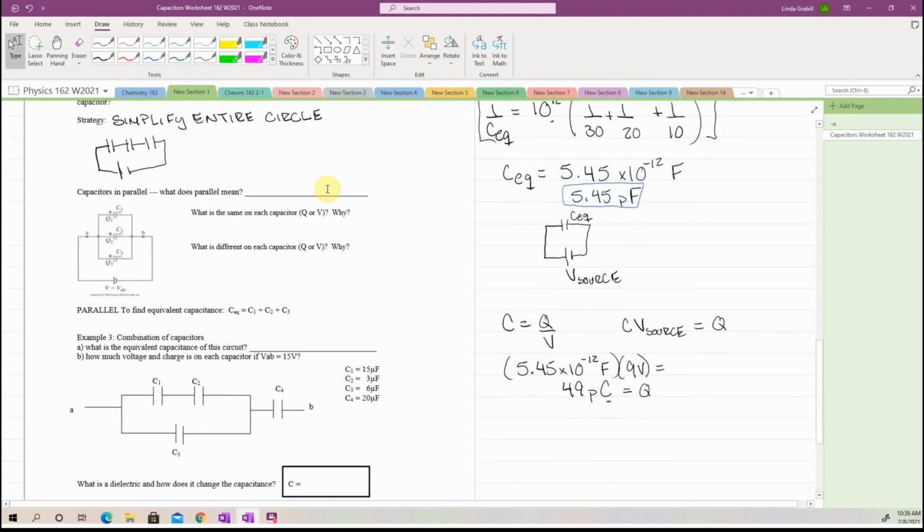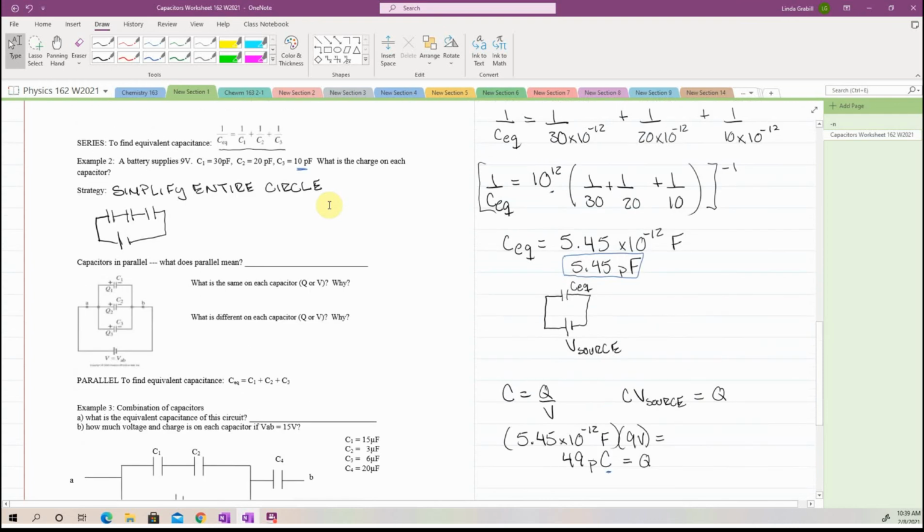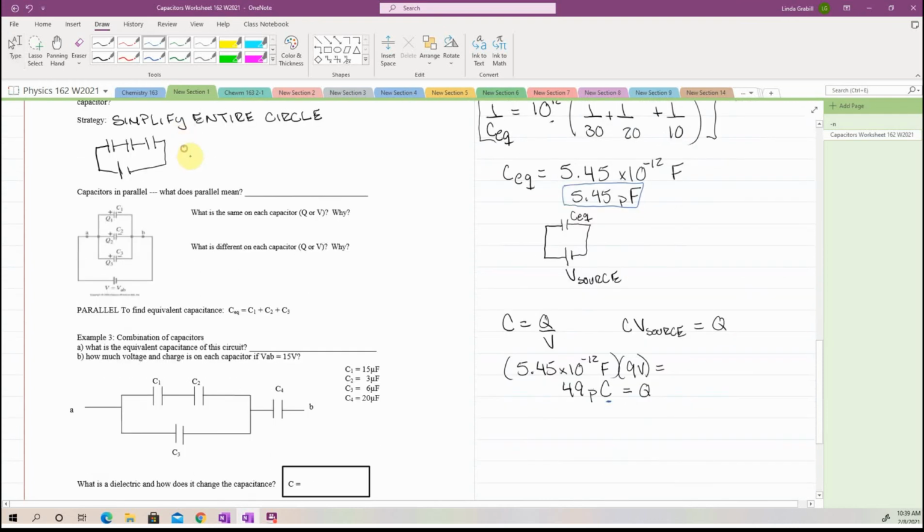All right, so we can get that much charge. And what's the question? What is the charge on each capacitor? We have answered that. 49 picocoulombs. Now, if I want to know the voltage drop across each, now I would take this thing and redraw, make it all of my individual capacitors again. And now I want the voltage drop across each, so I just rewrite that equation. That voltage drop is going to be the amount of charge, so this answer here, it's going to be the same for all, divided by the capacitance of each.